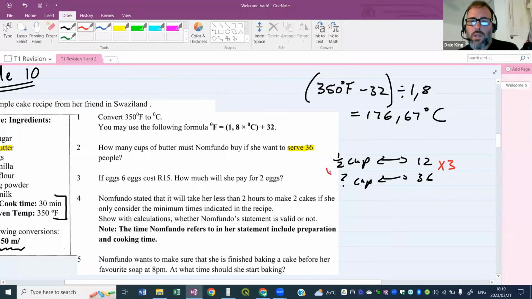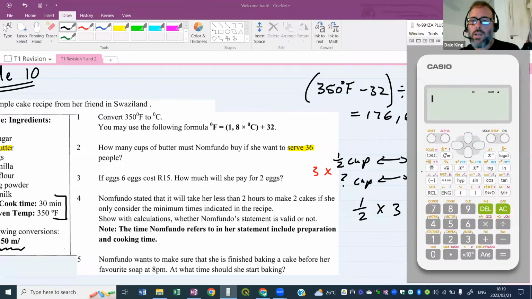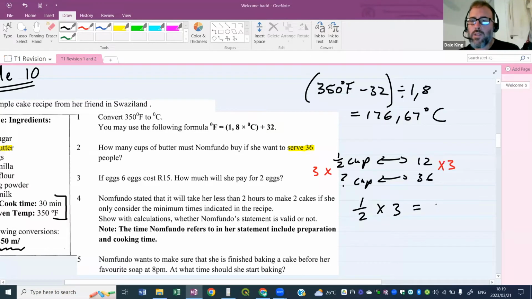So I must do the same on the other side here. This half a cup needs to be multiplied by 3. So the step you're going to do is say half times 3. Get the calculator here. We've got fractions. So a half, that's half a cup. We need 3 times as much. And that's going to give us 1.5 cups. Okay, so we can write it like this, 1.5, or we could write it like this, 1,5. That's fine.